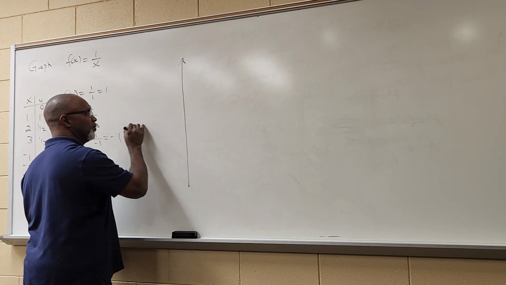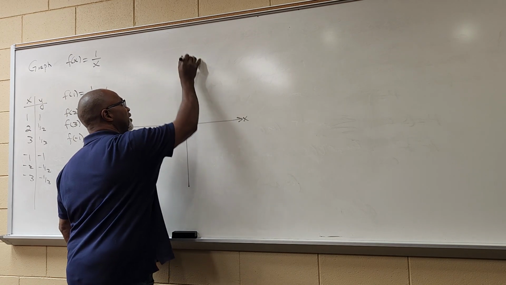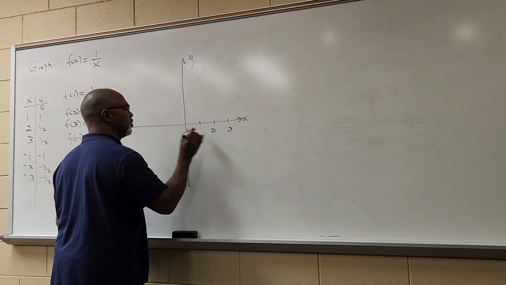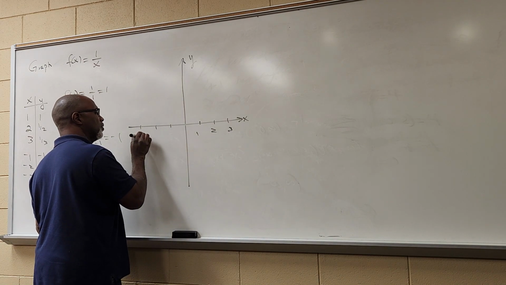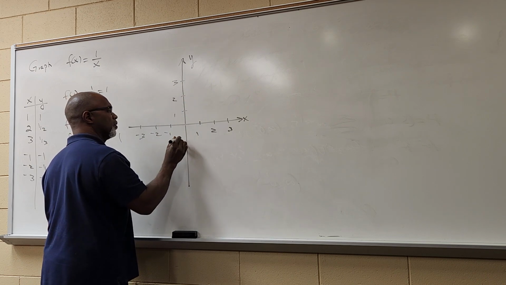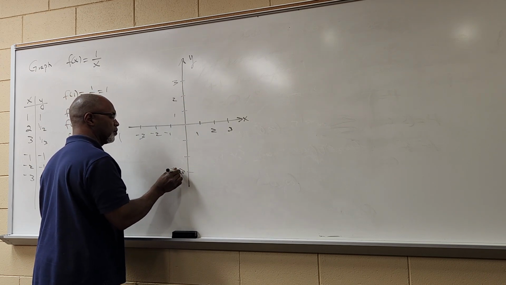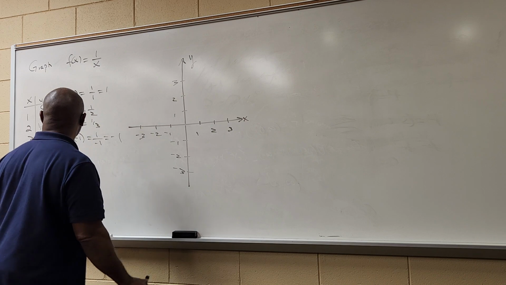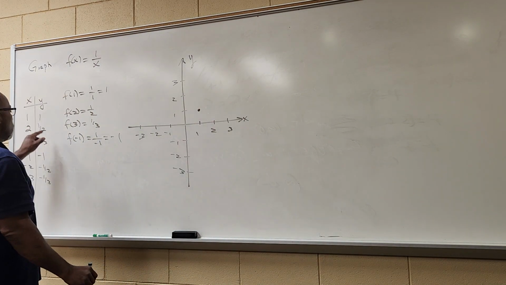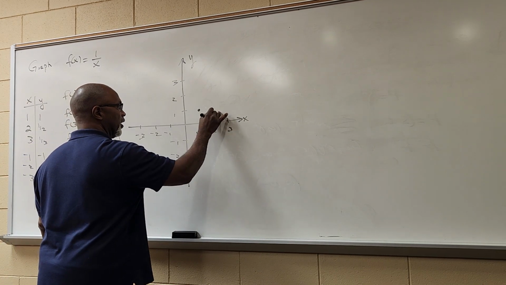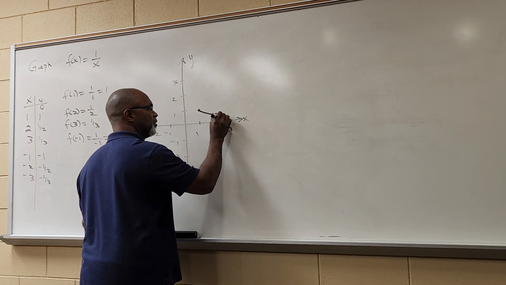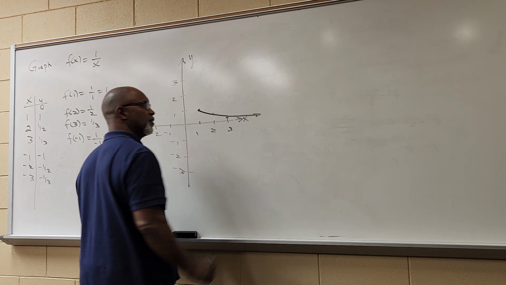So let's see what the actual graph looks like. X and Y, 1, 2, 3, 1, 2, 3, 1, 2, 3. Okay. The point 1, 1 would be right here. 2, 1/2, I go over 2 and up 1/2 right here. 3, 1/3, 4, 1/4. The pattern continues, so the function does this.